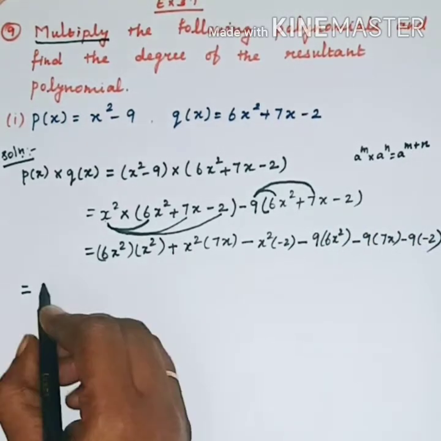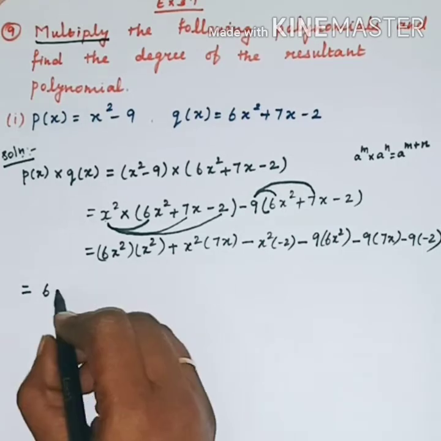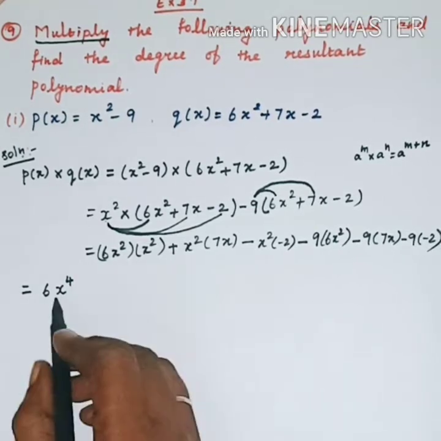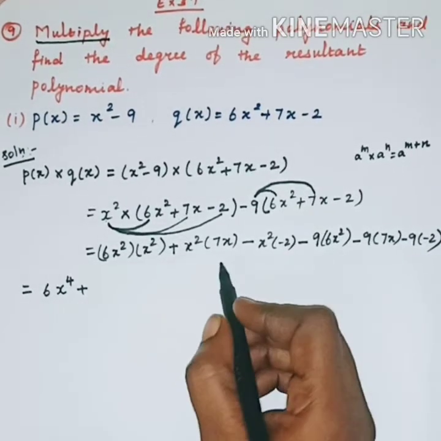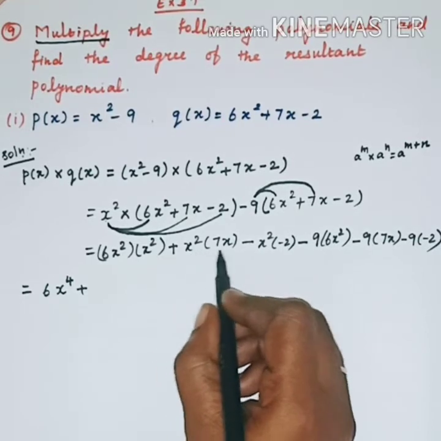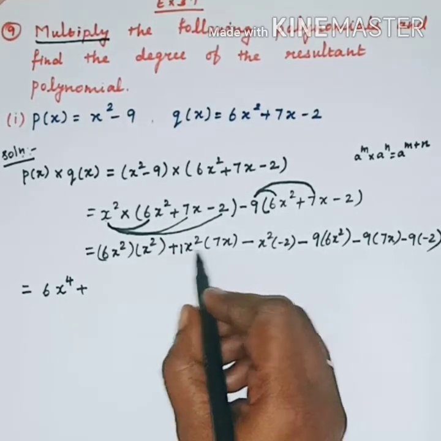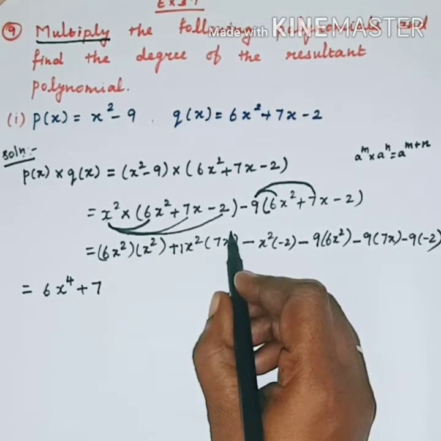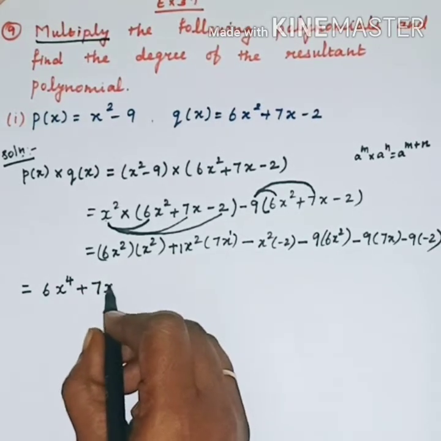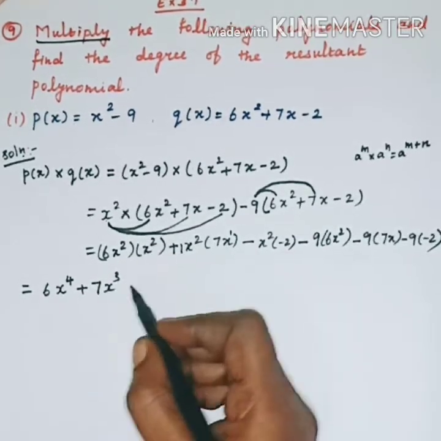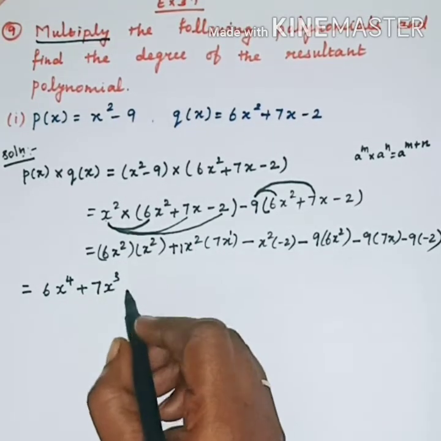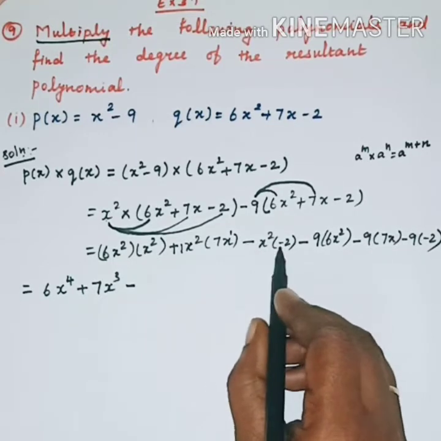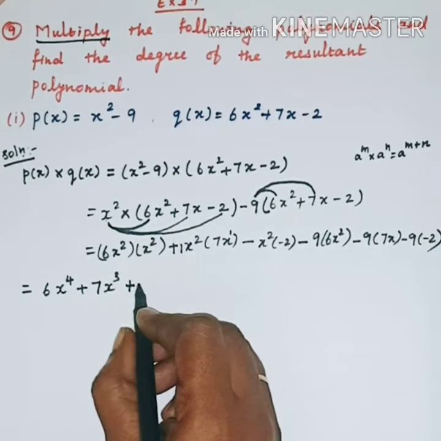So here we have 6x square into x square is x, the power 2 plus 2 is 4. So 6x power 4 is the answer for the first term. And then multiplying these two expressions, we have 7 into 1, 7. So multiplying these two variables, x square and x power 1, we get x power 3. 2 plus 1 is 3. Adding the powers, we get 7x cube, minus x square into minus 2. So minus into minus, we have plus 2 into x square.